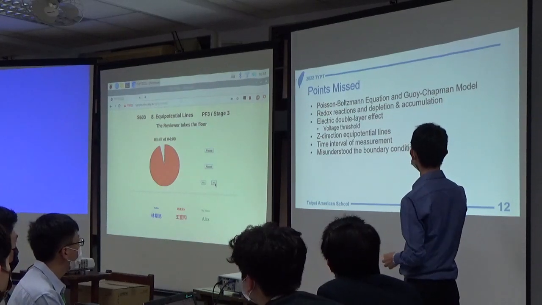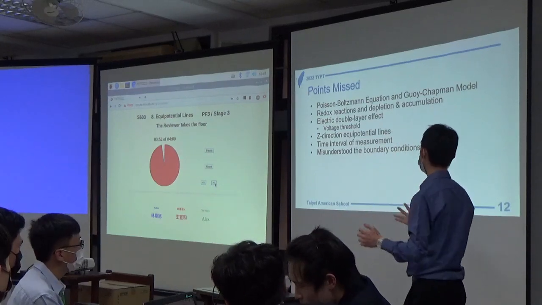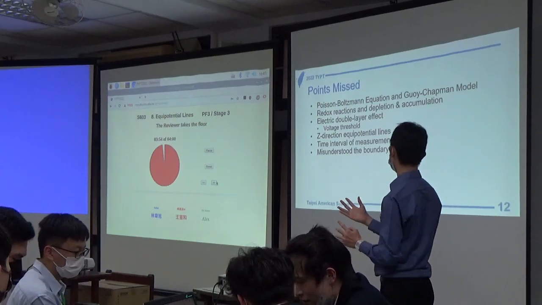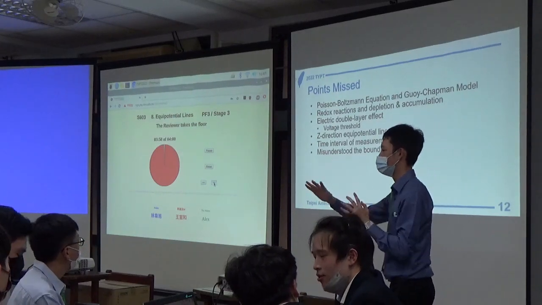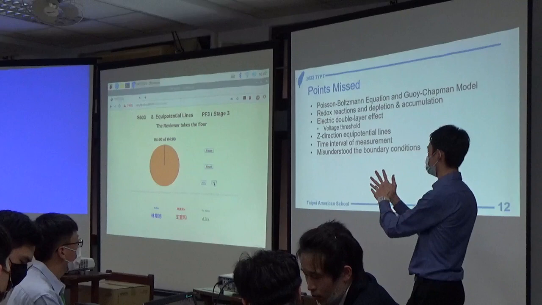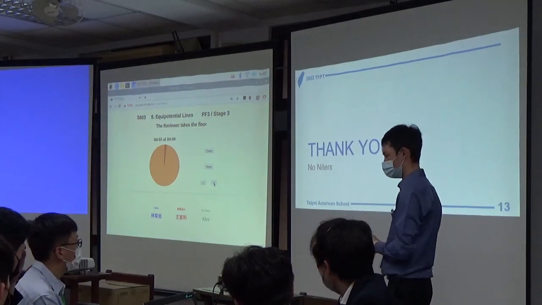He also didn't mention redox reactions, the electric double layer effect that occurs at anodes and cathodes, the z direction equipotential lines, the time interval of measurement as mentioned earlier, and he also misunderstood the boundary condition as the difference between metallic and non-metallic points. Because metallic points have electric fields that are parallel, whereas non-metallic points are more random. Thank you.